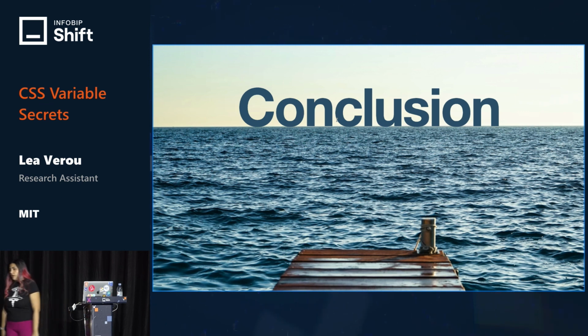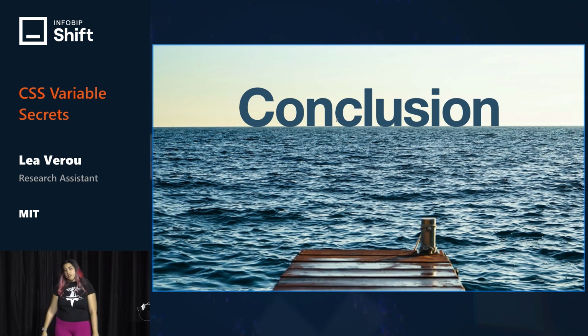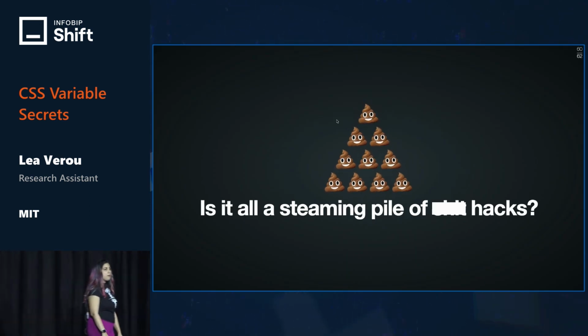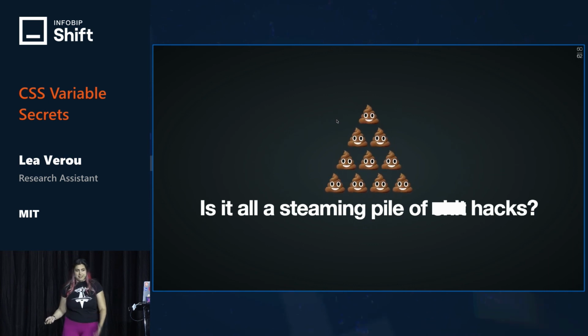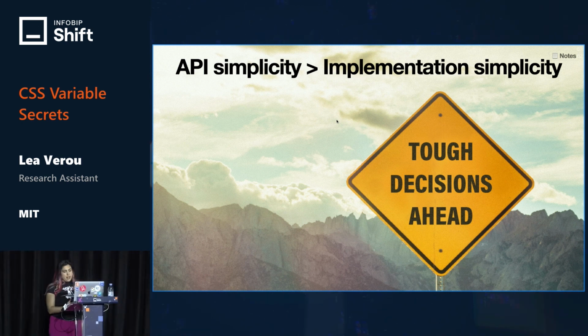So what is the conclusion here? You might be thinking, well, these are kind of cool tricks, but you know what? I'm going to go back and write CSS the way I always have, because these are hacks. So is this really all a steaming pile of hacks? Yes. But if you think about it, the hacks are in the implementation. The hacks were not in the API. In fact, we used the hacks to get a nicer API. So hacks are not always a bad idea if they're hidden, if they are used to make the API nicer.